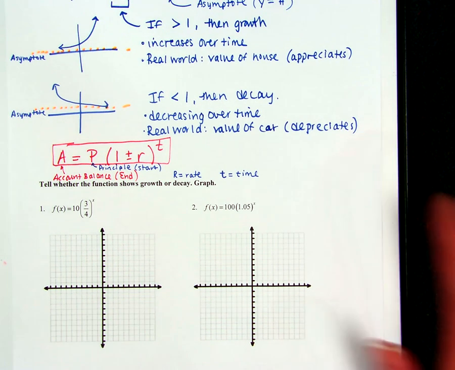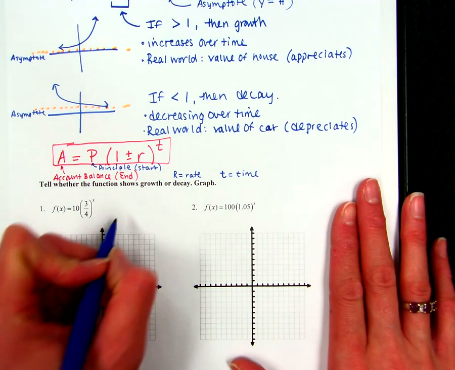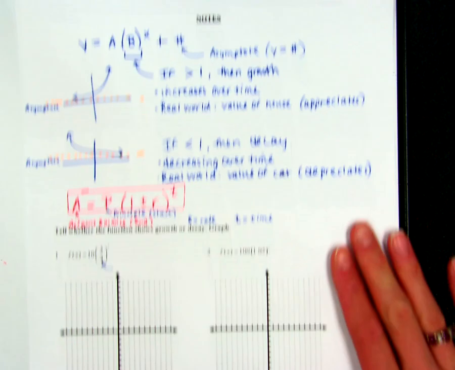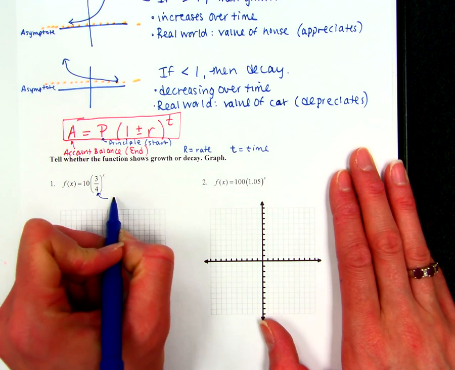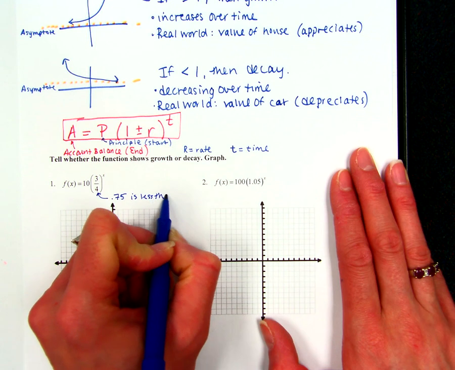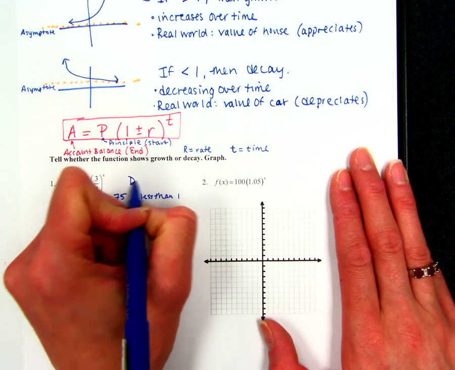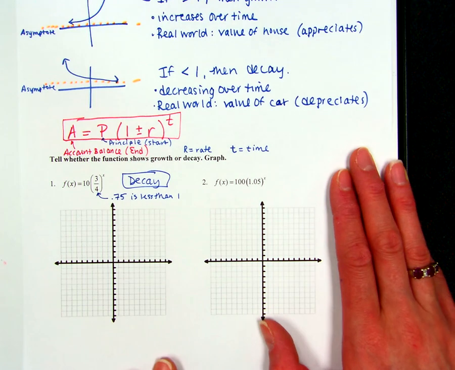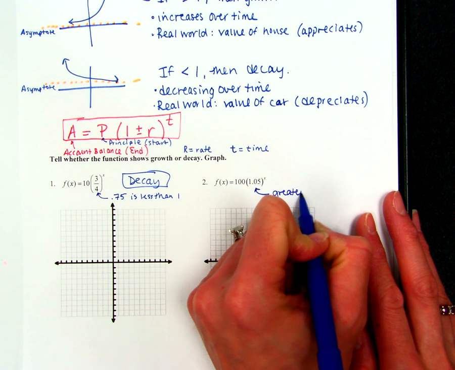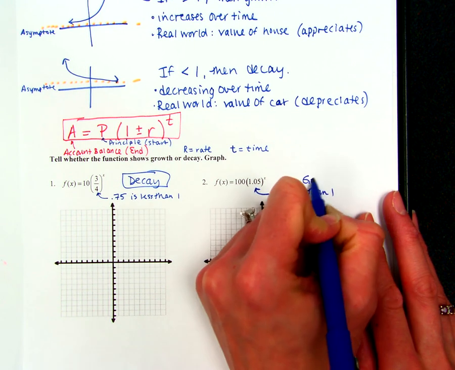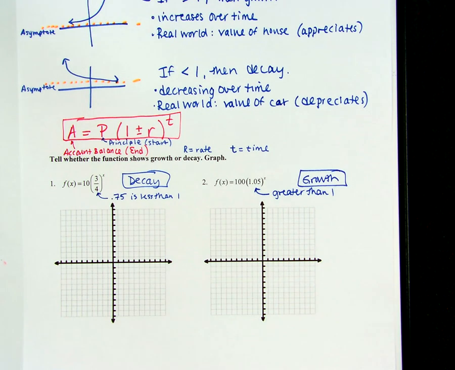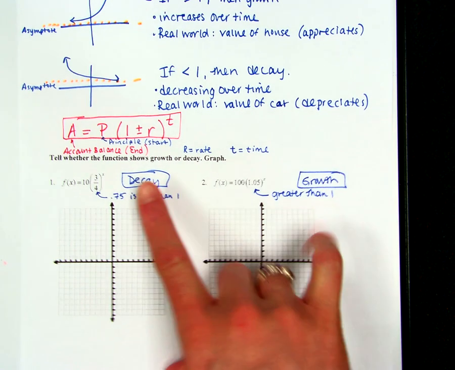All right, let's go through and do problem numbers 1 and 2. It says, tell whether the function shows growth or decay. If I look at this value, this is my b value, I'm deciding whether that number is greater than 1 or less than 1. So 3/4 is 0.75, which is less than 1. Since it's less than 1, this tells me it should be decay. In this one, 1.05, obviously that's greater than 1, so that should be growth. Now, to do the graphing part, we're going to use our calculators, and then your graph should confirm what we've just decided. This is decay and this is growth.